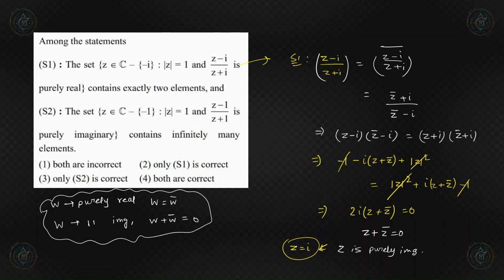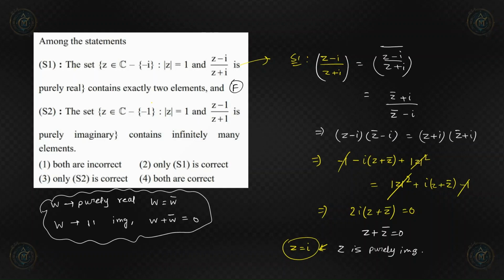So this is the only solution. But here in the question, statement 1 says that this set contains exactly 2 elements. That is false. Let us check statement 2. For statement 2, we have mod of z equal to 1, exactly the same circle, and (z minus 1) divided by (z plus 1) is purely imaginary.